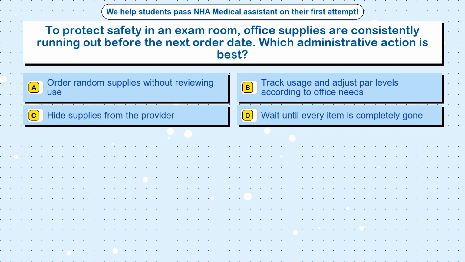Question 8. To protect safety in an exam room, office supplies are consistently running out before the next order date. Which administrative action is best? Option A. Order random supplies without reviewing use. Option B. Track usage and adjust par levels according to office needs. Option C. Hide supplies from the provider. Option D. Wait until every item is completely gone.